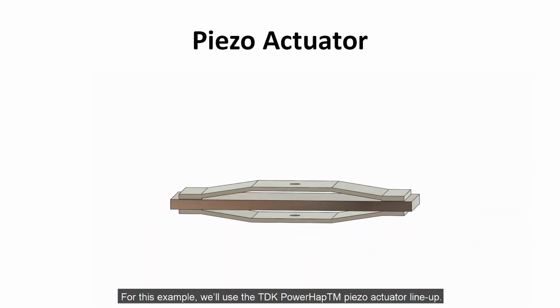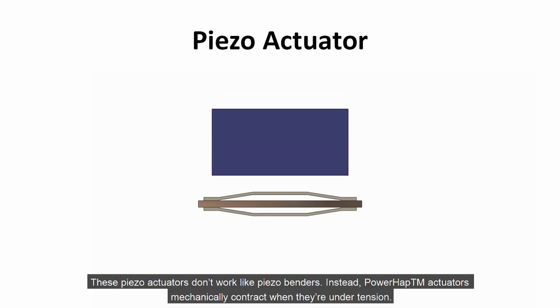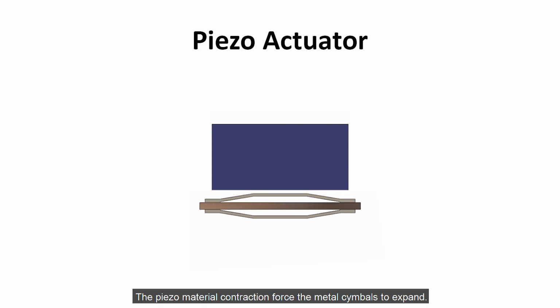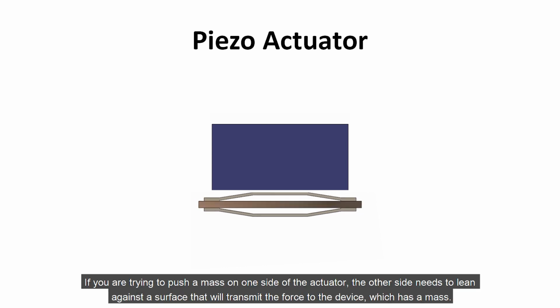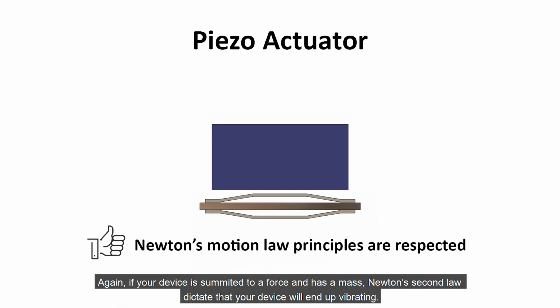For this example, we'll use TDK PowerHap piezo actuator lineup. These piezo actuators don't work like piezo benders. Instead, PowerHap actuators mechanically contract when they're under tension. The piezo material contraction forces the metal cymbals to expand. This is how the actuator can push against a mass. If you are trying to push a mass on one side of the actuator, the other side needs to lean against a surface that will transmit the force to the device, which has a mass. Again, if your device is submitted to a force and has a mass, Newton's second law dictates that your device will end up vibrating.